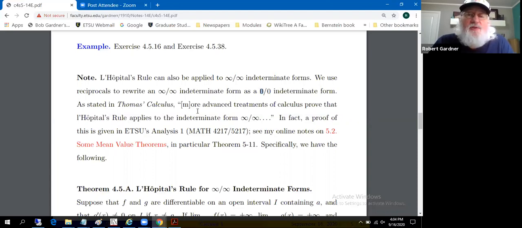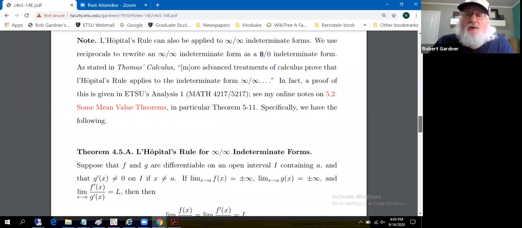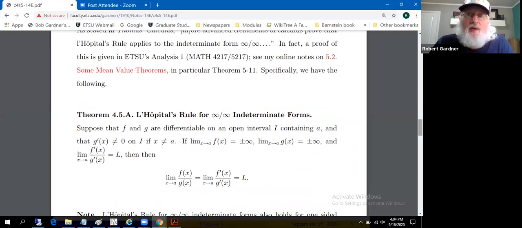Our textbook says, more advanced treatments of calculus prove that L'Hopital's rule applies to the indeterminate form, infinity over infinity. All right, so we won't have a proof of this, though if you're into that kind of thing, here's a link to some notes that'll include a proof. This is from a senior level analysis 1 class. So if you're in math, this lies in your future. But for now, we'll just take this as given.